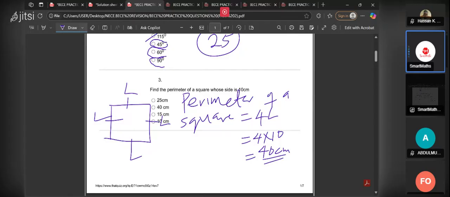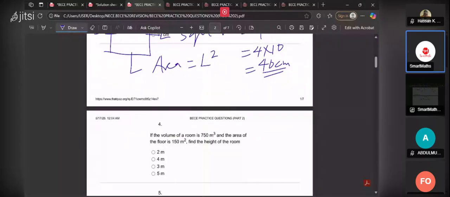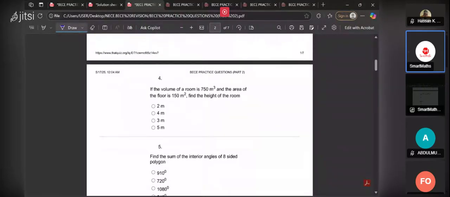But for area, area is what? Length squared. That is length times length, or side times side. This is very simple. All right, let's move to the next question.